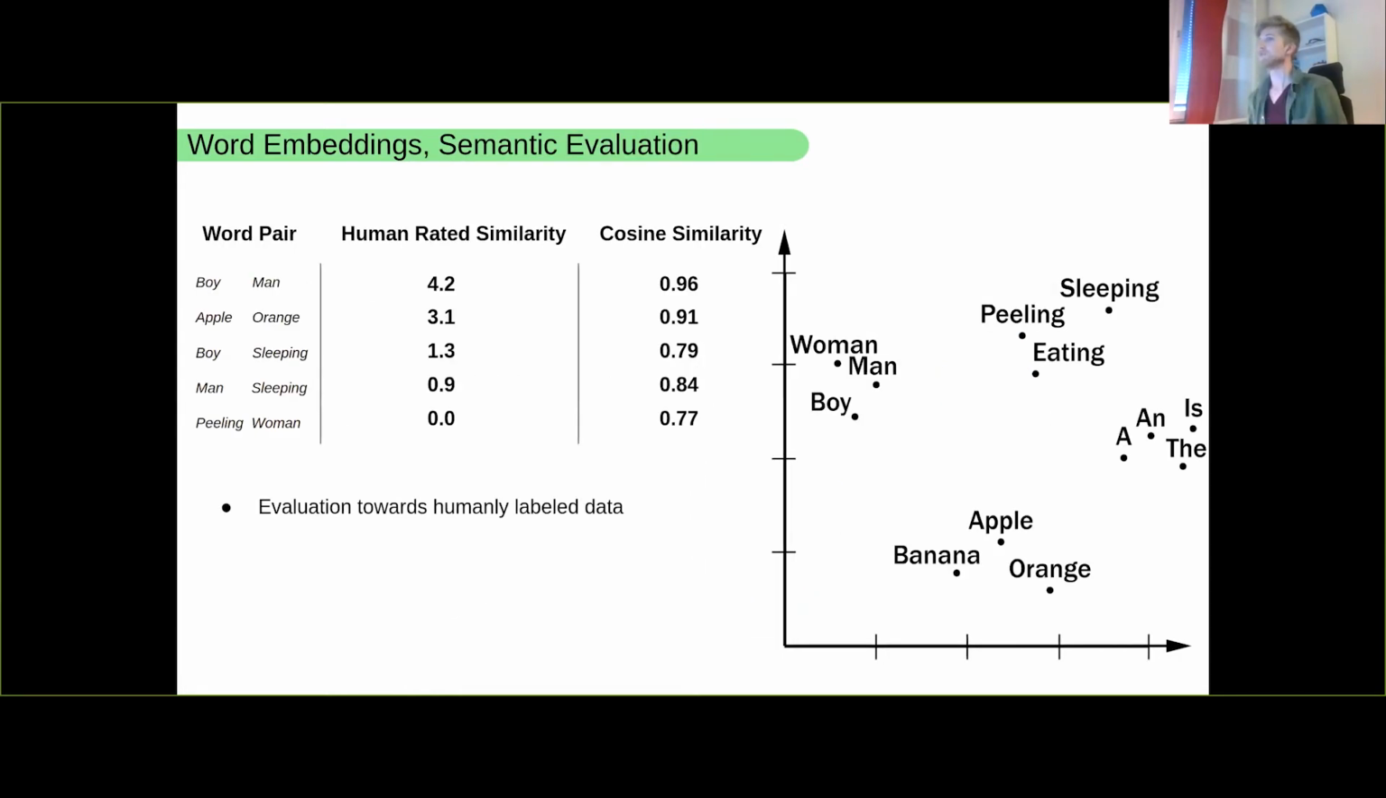So, moving on to semantics. Semantics is itself a somewhat tricky concept, I suppose, but disregarding all the philosophy behind what is semantics and what is not semantics, we try to stay pragmatic. We have a bunch of people rate how semantically similar things are without ever having to define what semantics is. So for example, boy and man would have a human-rated similarity of 4.2, where 5 is the maximum similarity and 0 is no similarity whatsoever.